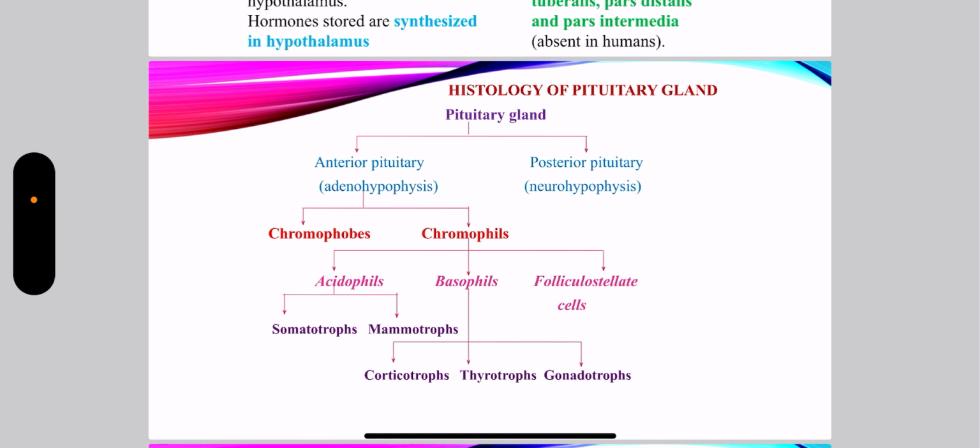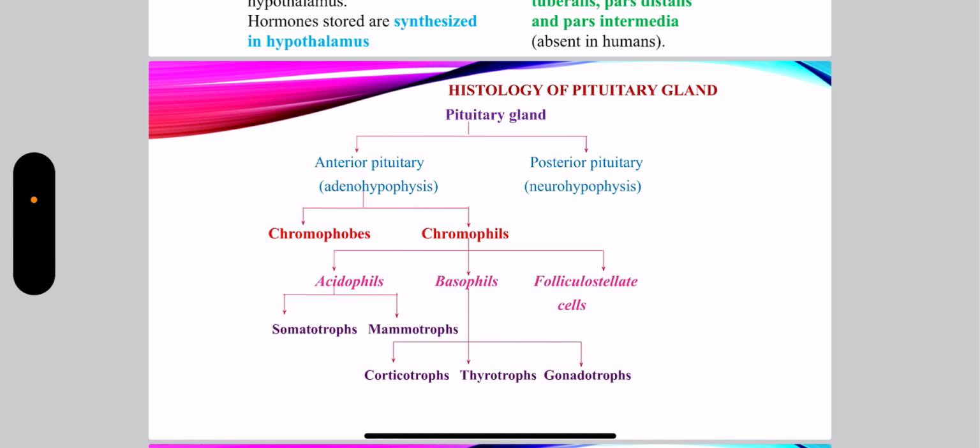Acidophilic cells, why are these named so? Because the granules of these cells stain with acidic dyes like eosin. Now, depending upon the nature and the size of granules, these cells are further of two types, somatotropes and mammotropes. Somatotropes secrete growth hormone, that is also called somatotropin, and mammotropes secrete mammotropic and lactogenic hormones like prolactin.